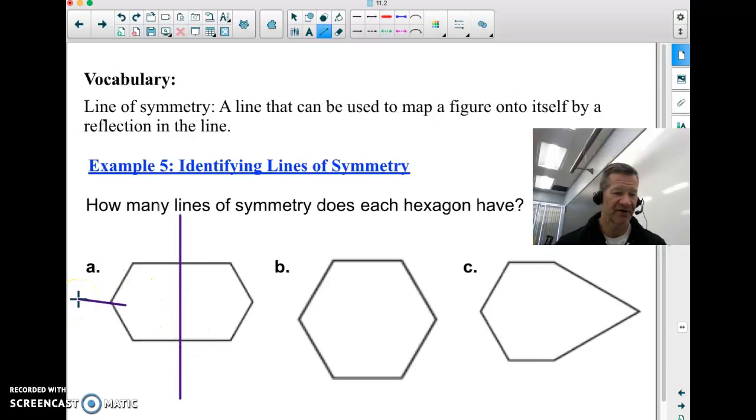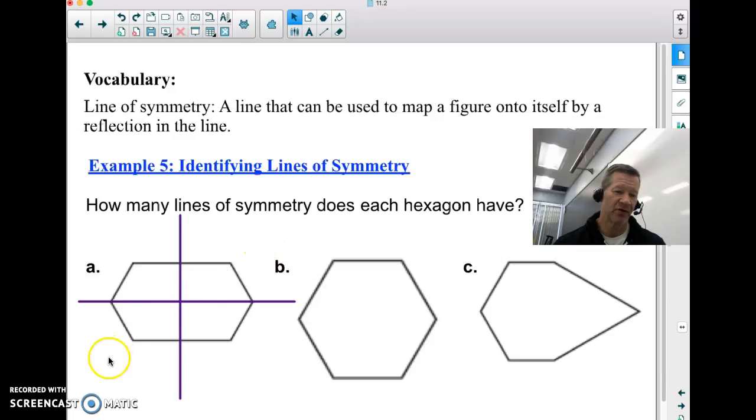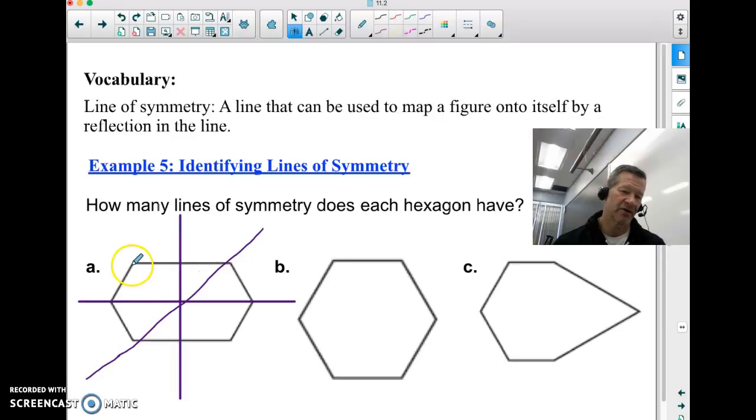A second one would be if I went from side to side here, and I missed my mark by just a hair there, but you can see that if I went right through those vertices, now if I fold it over that, it would be exact. Now going this way wouldn't quite work. So if I kind of went like this, it wouldn't quite work because this would reflect down here. There's not a vertex there. So I'm going to get rid of that. That wouldn't work, and neither would the other way. So this one appears to have just 2 lines of symmetry.